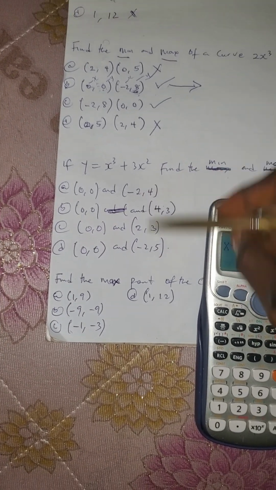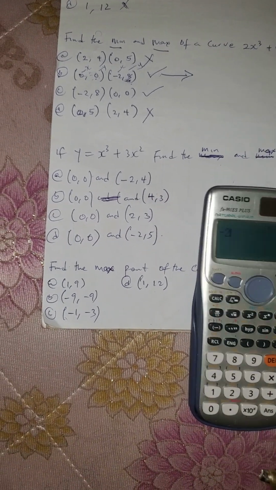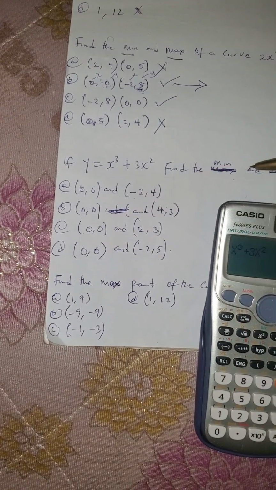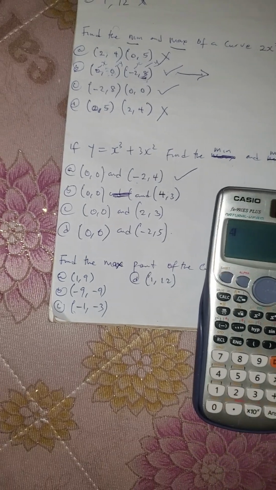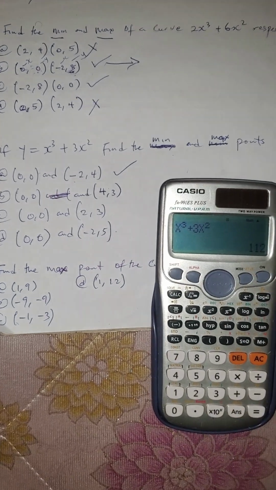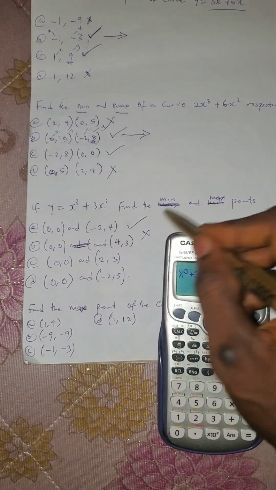Okay, let's check which one is correct out of this. Now the next one, press calculate and press minus 2 and press equals to. Can you see that minus 2 here gave us 4? So this one is correct. Press calculate, then let's press 4 and press equals to. When we press 4, it gave us 112, which is wrong.